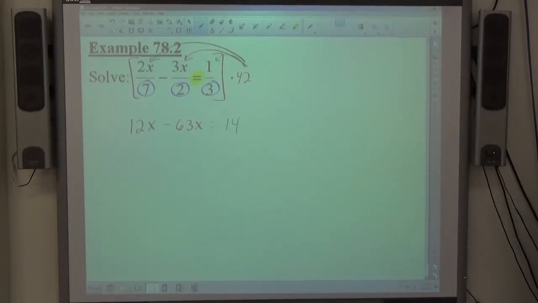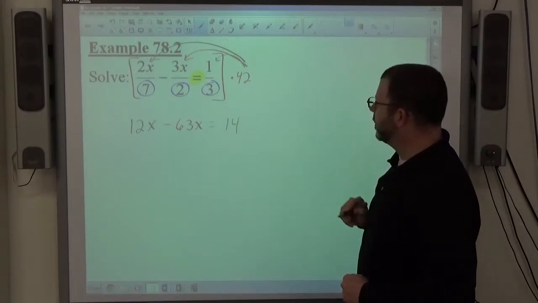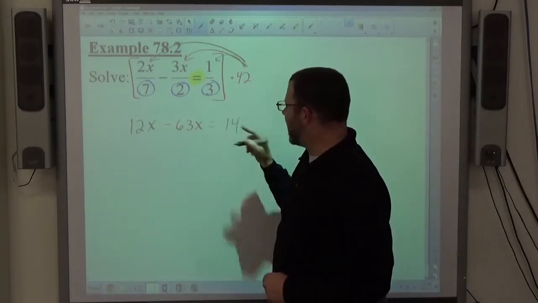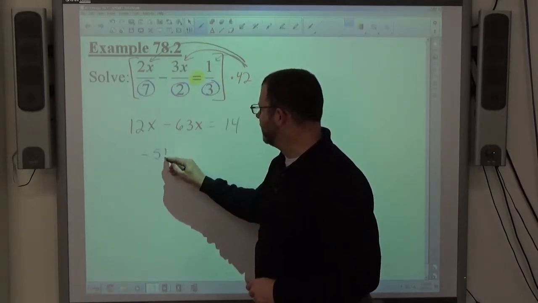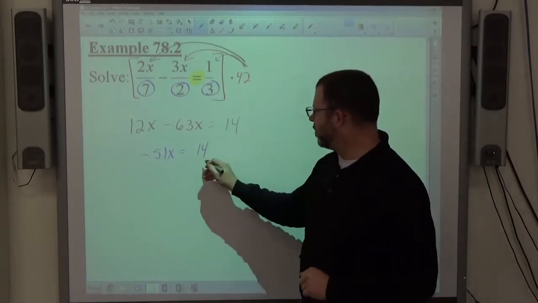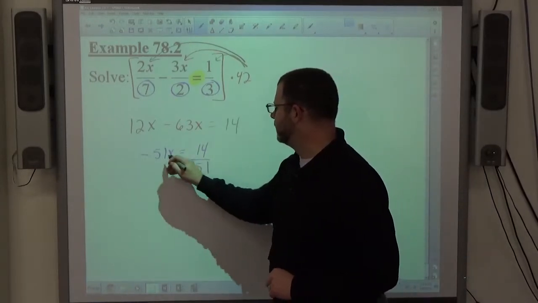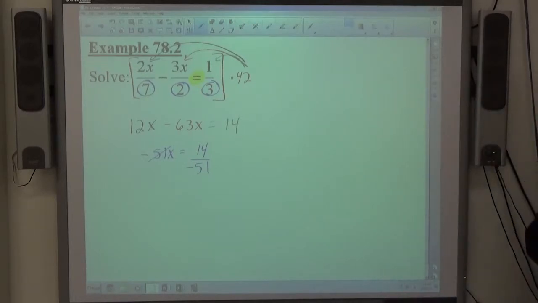Okay. Multiplying an equation by the least common denominator is going to create an equivalent equation that has no fractions in it. And then at this point, these both have x's, that doesn't. So these subtract, I get negative 51x is equal to 14. Divide both sides by negative 51. And I do expect you to reduce fractions to the lowest terms whenever possible.